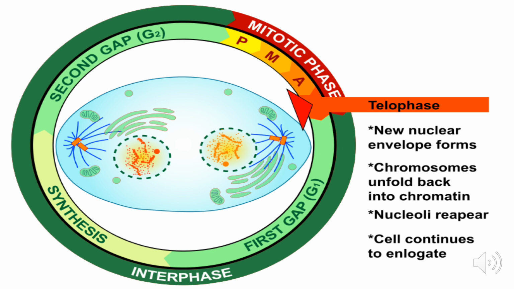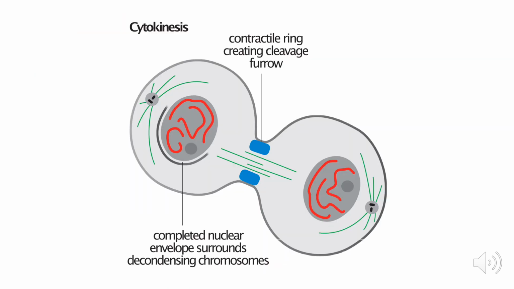And please take note that the cell will continue to elongate. That's why you can see that the cell in this picture is somehow oval in shape. And there's a purpose for that. The cell has to elongate so that later on it can form a cleavage furrow, which will eventually cause the separation of the two daughter cells in the process called cytokinesis.